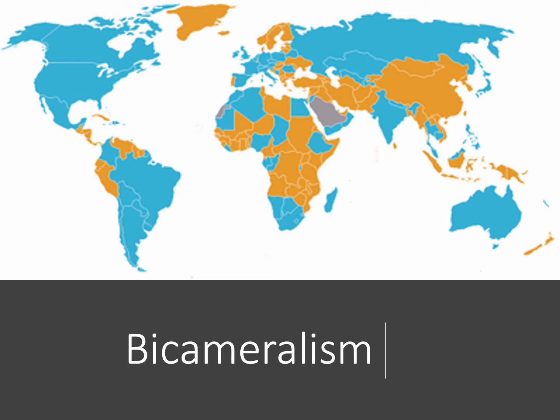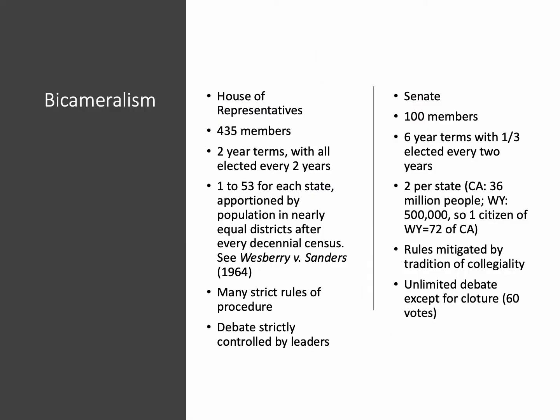The blue countries are the ones that have two houses in the legislature, and the orange ones are the countries that have a unicameral or one house legislature. A lot of countries, especially big countries, have two houses, and usually they're based on two different principles, and that's the way ours is. And again, there's a bit of repetition here, but I'm going to go into a little more of the details about this, why we have two houses.